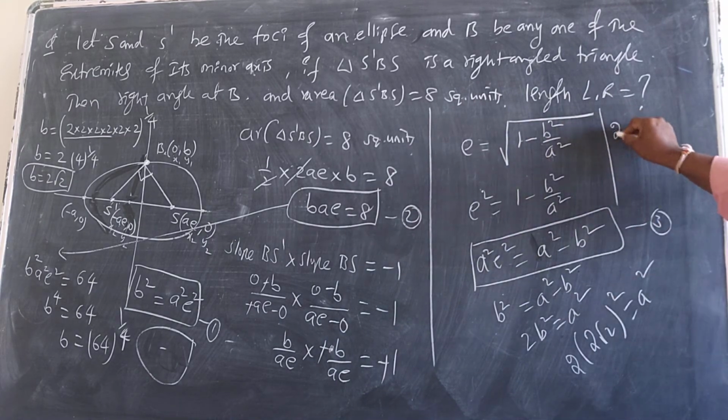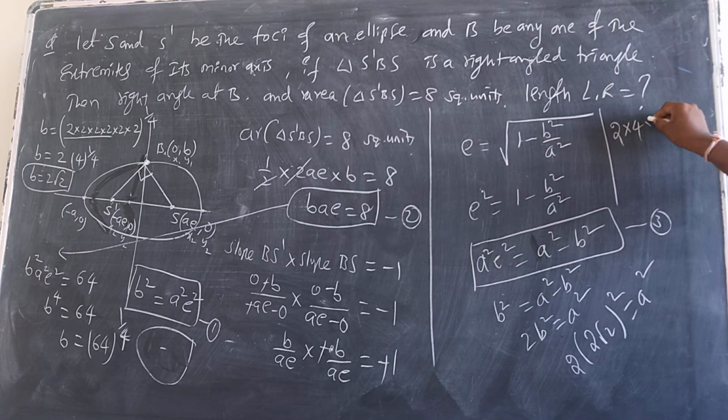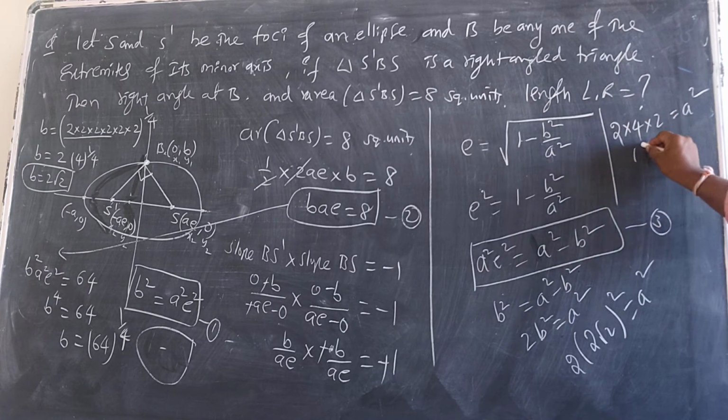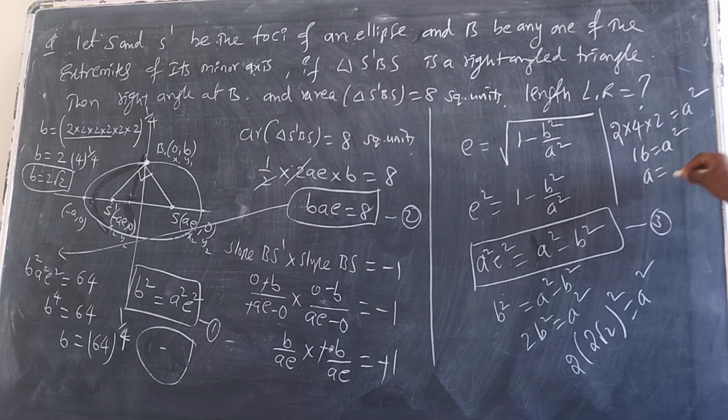2 into 2 square is 4, root 2 square is 2, right, is equal to a square. So 4 times 2 is 8, 8 times 2 is 16. So 16 is equal to a square. So a is equal to how much? a is equal to 4. So a is equal to 4 you got, and b is equal to 2 root 2 you got.